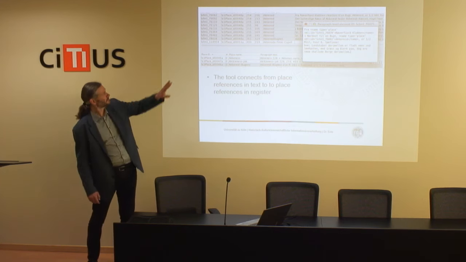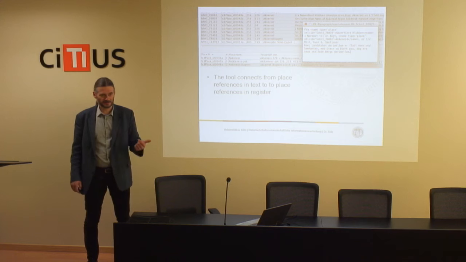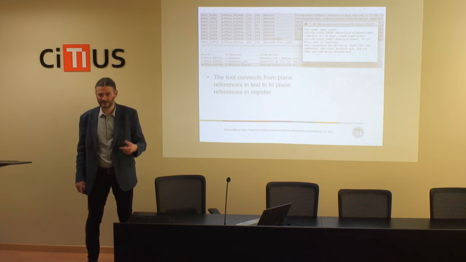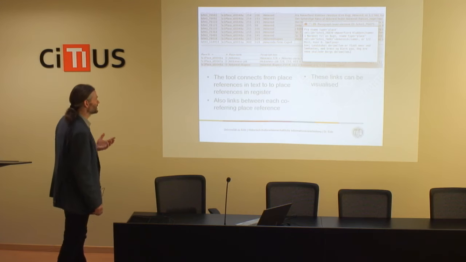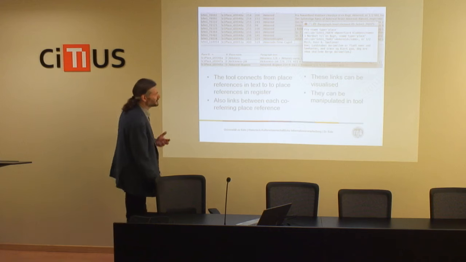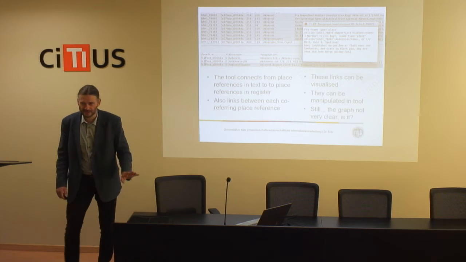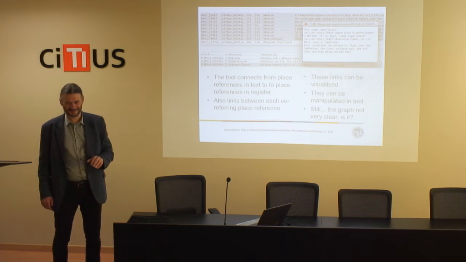And of course, as you know, the fact that they happen to have the same spelling doesn't mean it's the same place. And the fact that they have different spellings, especially in the 18th century document, the fact that they have different spellings could still be the same place. So there are links established here, and they can be visualized, and they can be manipulated in this tool. But this is exactly the same situation as we saw in oxygen. The graph is here, but you can't really see it, can you?